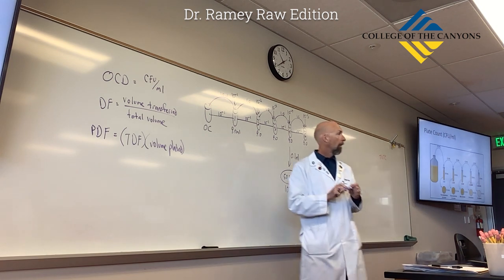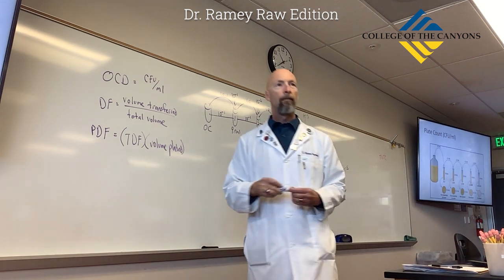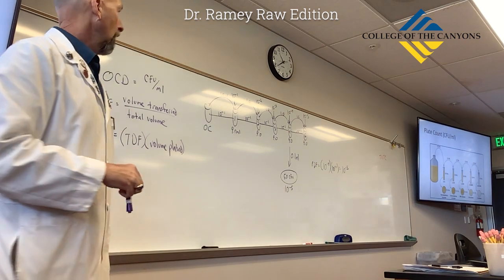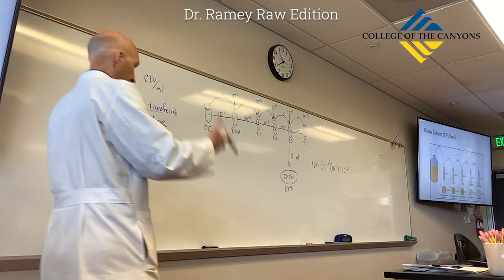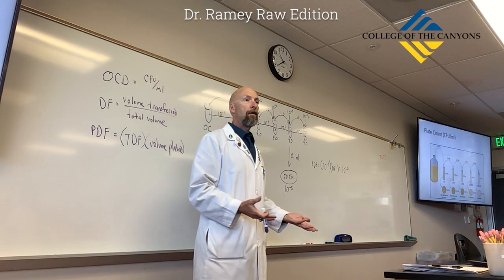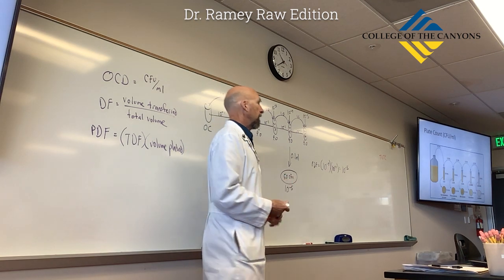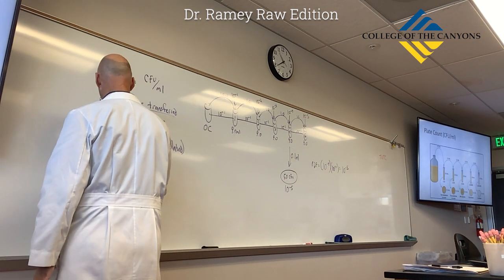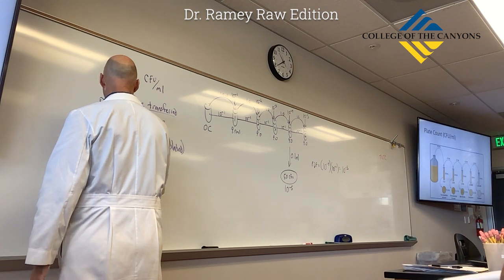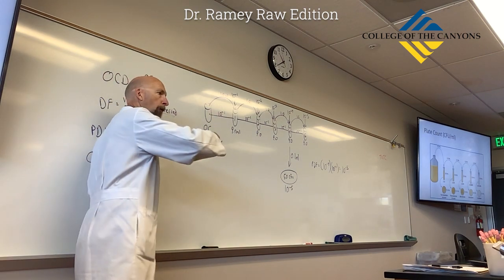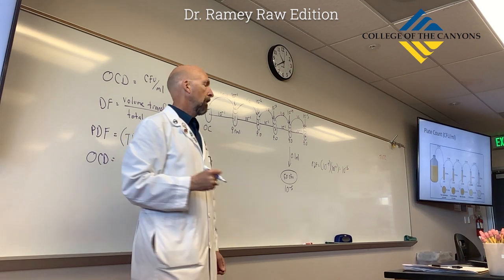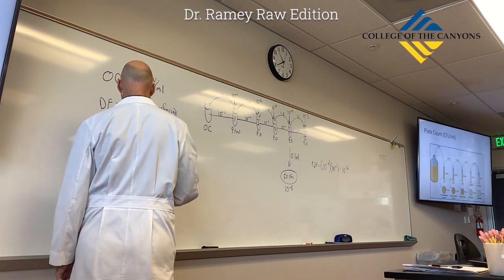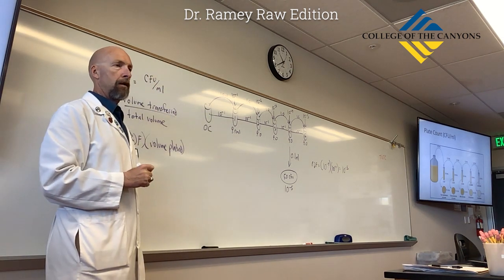Everybody with me so far? Okay. Now that we've made all those calculations, we have one more calculation to make. That is for the OCD, right? This is what we're trying to do to begin with. There's a long formula and a simplified version of that formula that you could use. Who can tell me what the long version of the formula is?